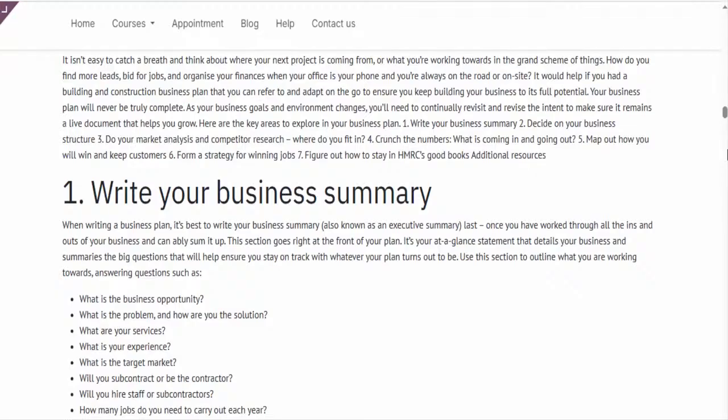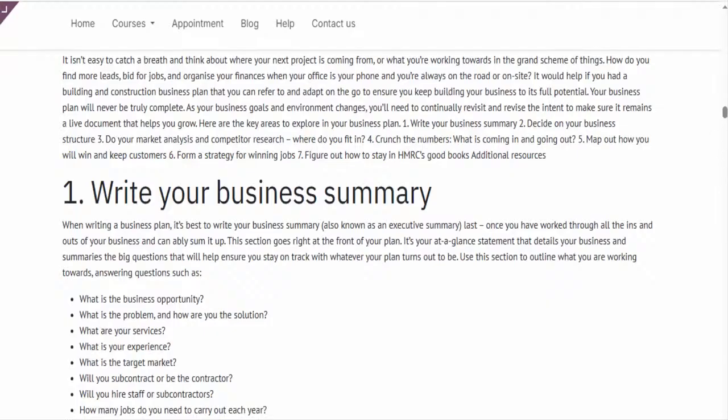1. Write your business summary. 2. Decide on your business structure. 3. Do your market analysis and competitor research. Where do you fit in? 4. Crunch the numbers. What is coming in and going out? 5. Map out how you will win and keep customers. 6. Form a strategy for winning jobs. 7. Figure out how to stay in HMRC's good books.